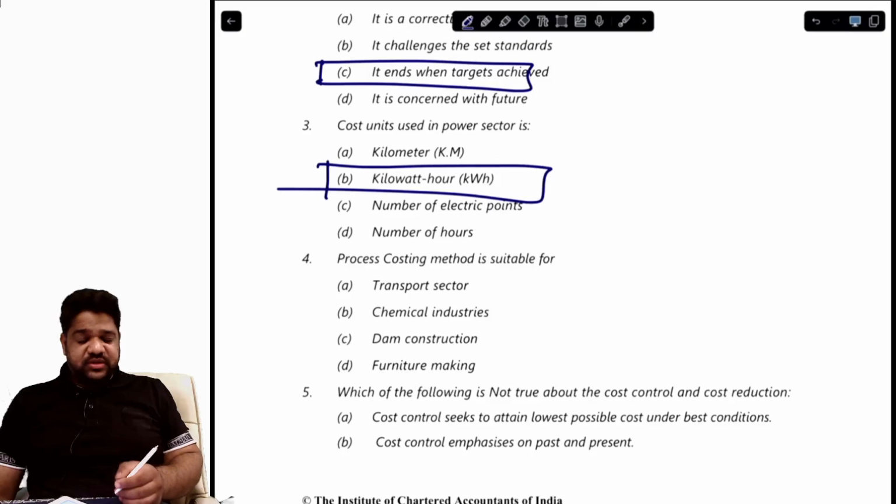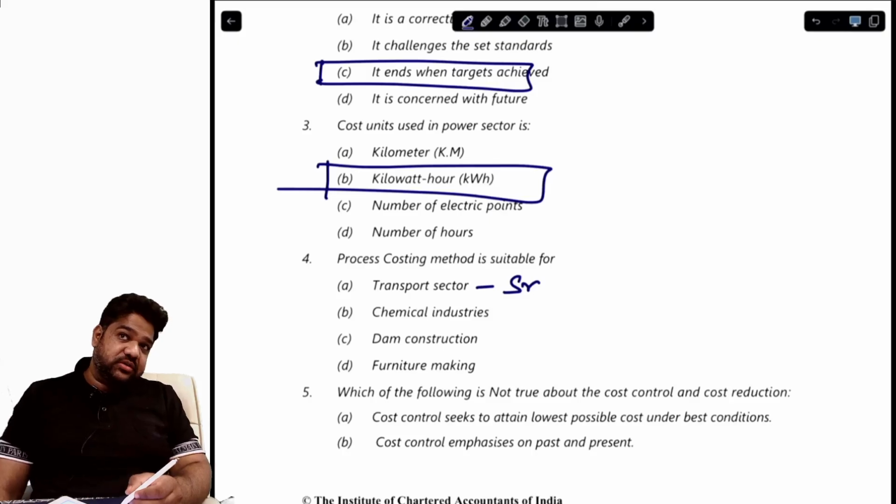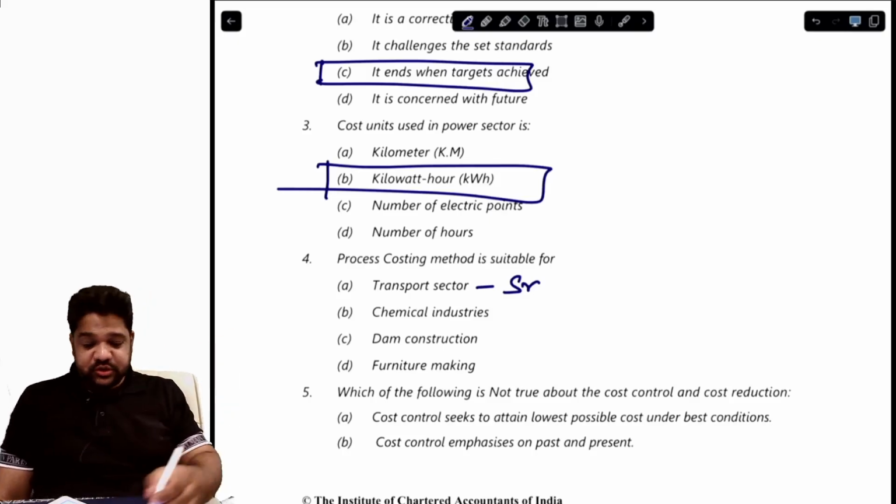Can you use it for transport sector? No, transport will work on service. Chemical industries, yes, they'll have a lot of processes to make the product.